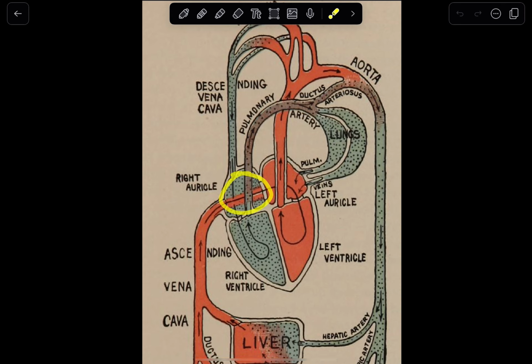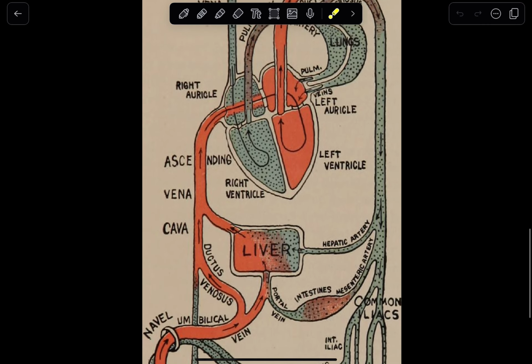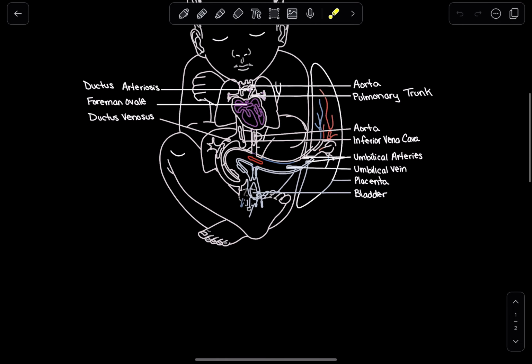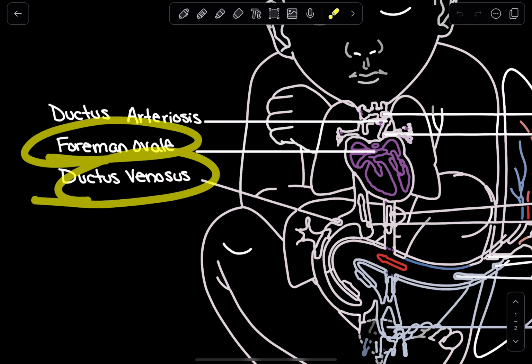So that deoxygenated blood, it will go into the right ventricle, but instead of going to the lungs to get oxygenated, it is pumped out through the aorta, and once again, we have a special opening, and it's called ductus arteriosus. And that is essentially fetal blood circulation. Some key openings that we need to know are ductus arteriosus, foramen ovale, and ductus venosus.